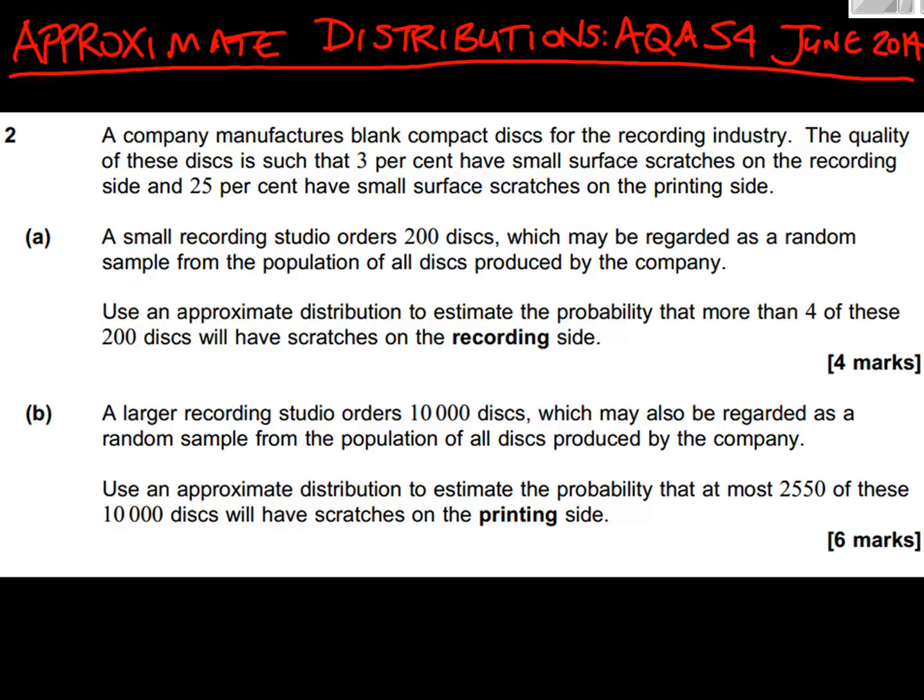Hello, this is a demonstration of using approximate distributions. I'm going to use the AQA S4 syllabus June 2014 question 2 as an example. And what we're really looking at here is this connection between binomial, normal and Poisson distributions.